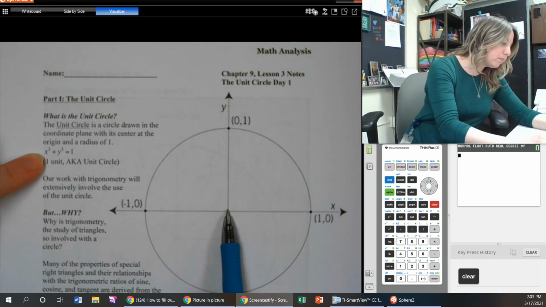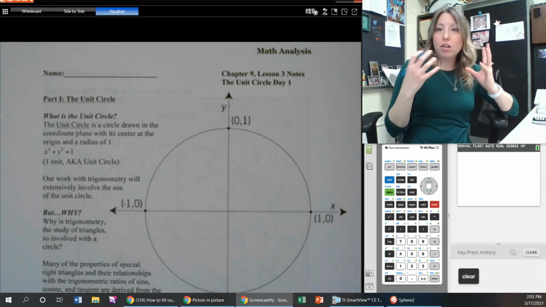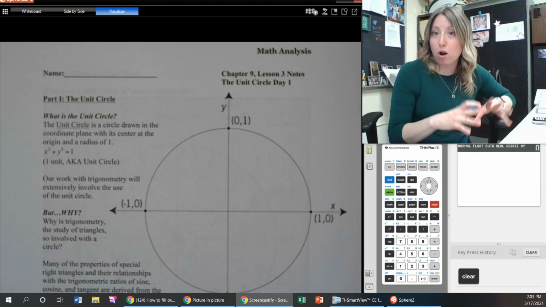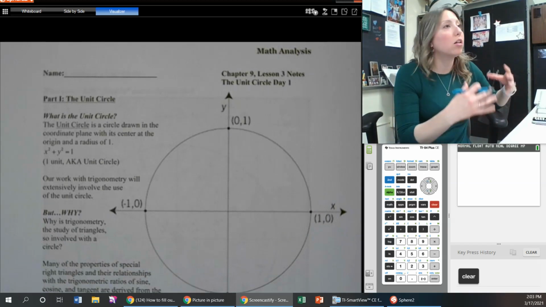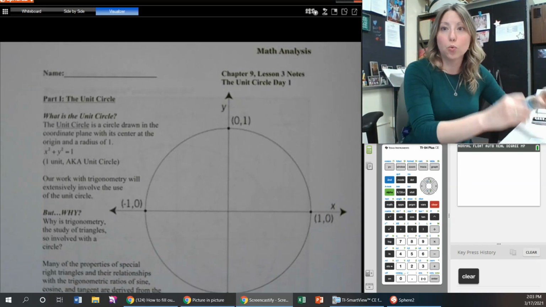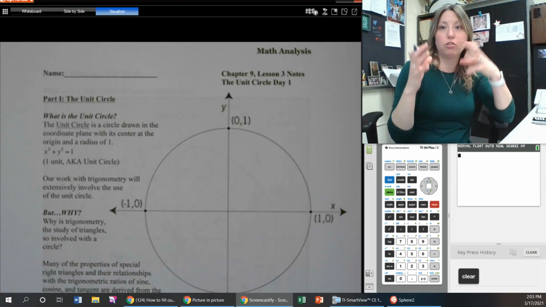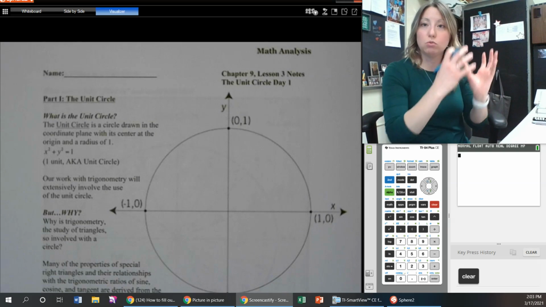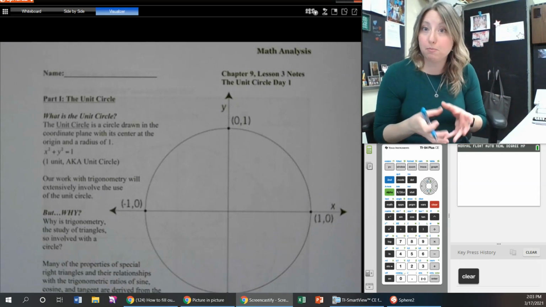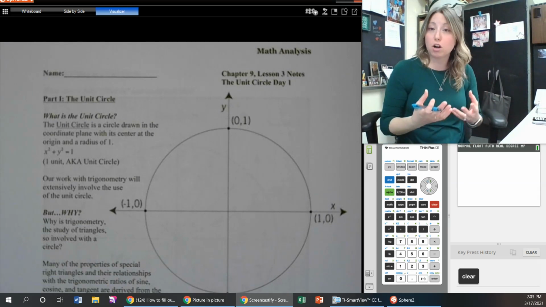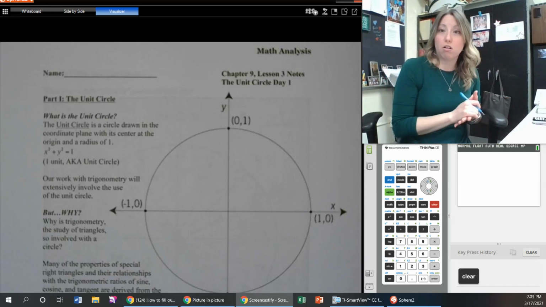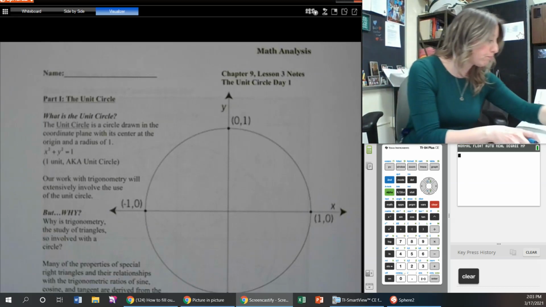All right, now all that stuff we do with trig from this point forward will all kind of stem from working right here and understanding what each of the points around the unit circle's measures really mean. Okay, and so we're just going to start by talking about the unit circle as a whole.